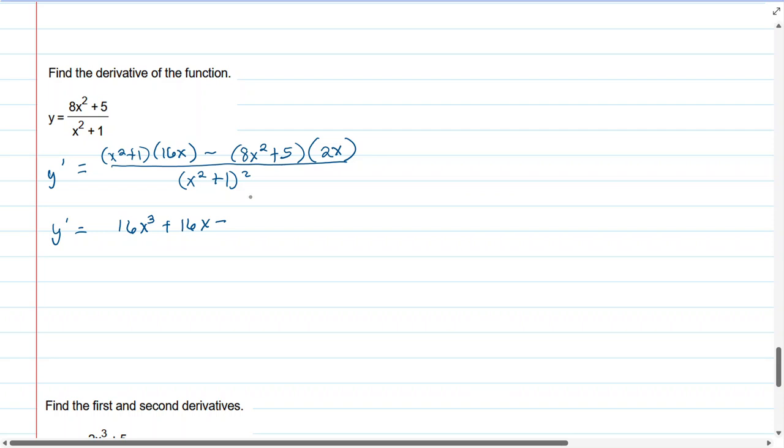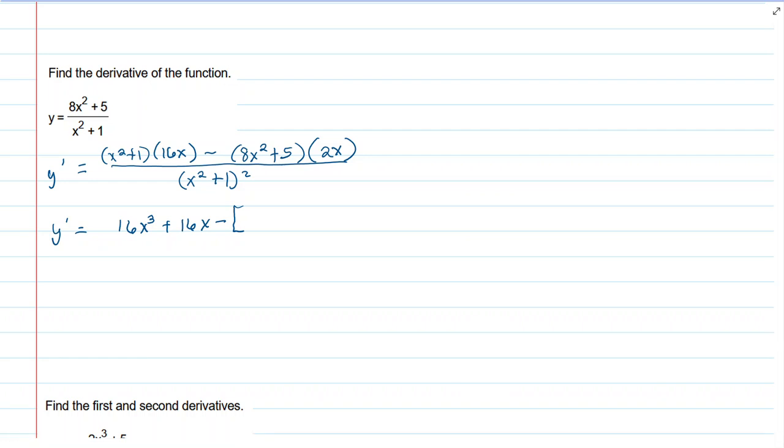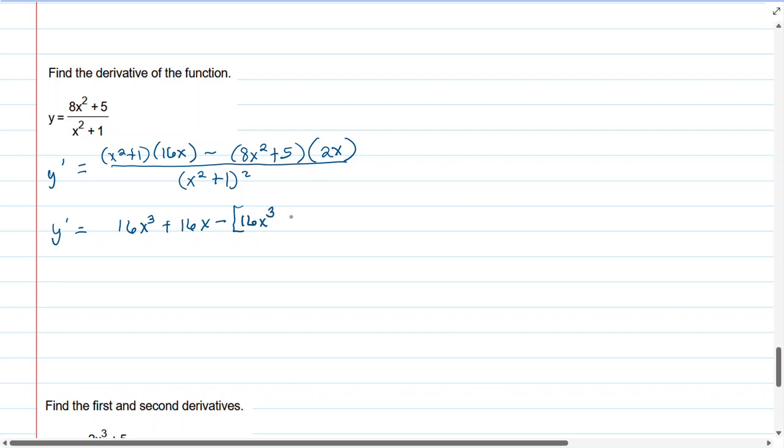I'm going to distribute the 2x, and I'm going to do it in a step because I have the 2x at the back and I could miss a sign. So I'm going to have 16x cubed and 10 x's, right.